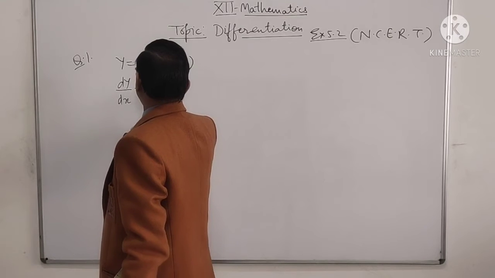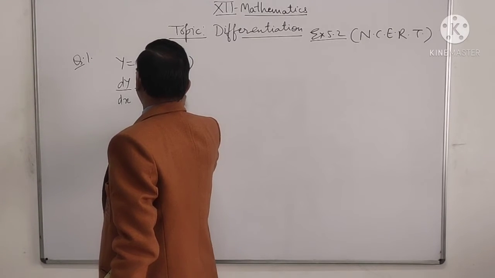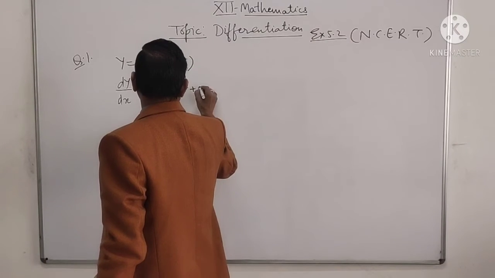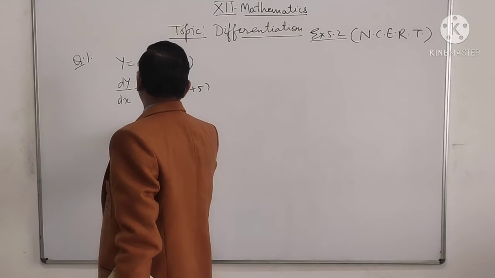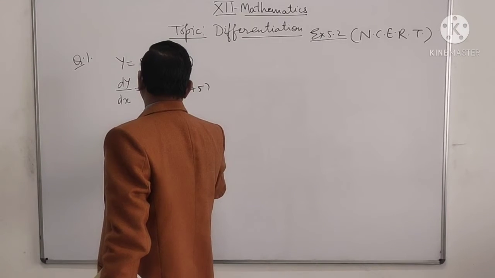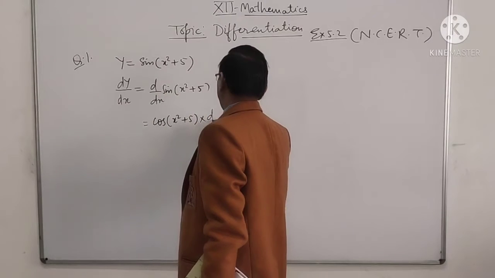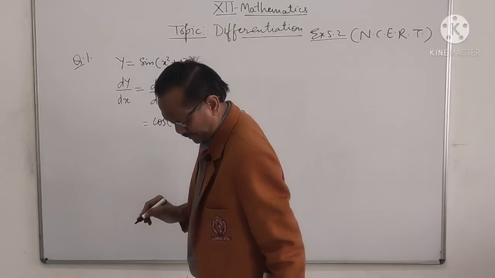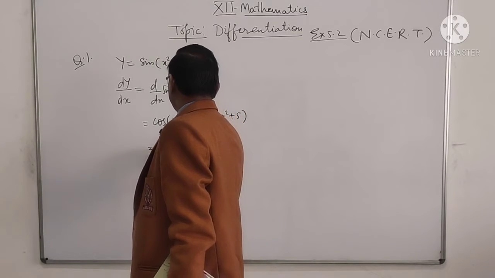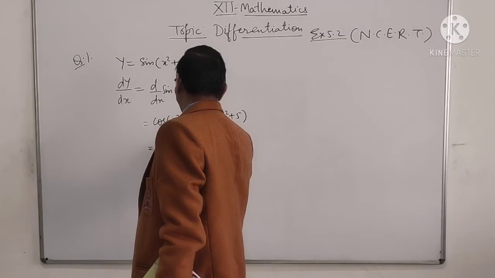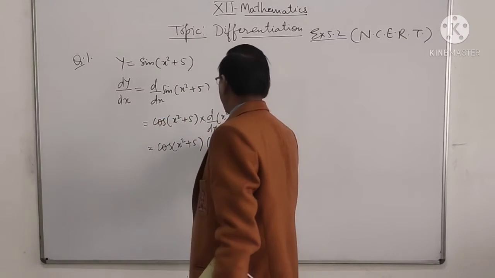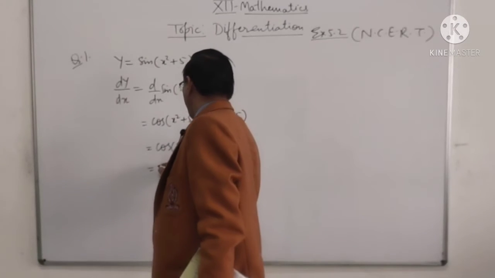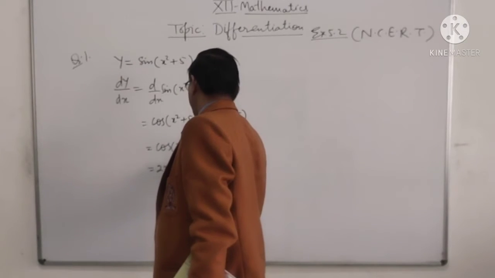dy/dx is d/dx of sine of (x square plus 5). Then it is cos of (x square plus 5) into d/dx of (x square plus 5). Then it is cos of (x square plus 5), and the derivative of x square is 2x and of 5 is 0. So it is 2x cos of (x square plus 5).